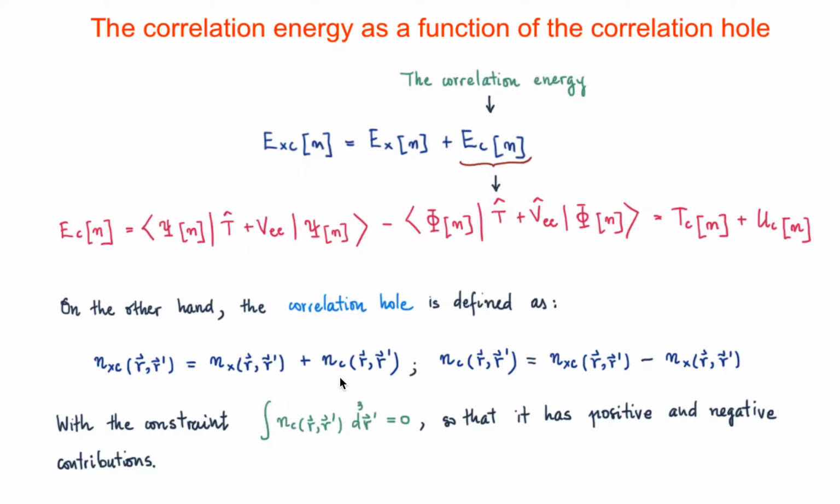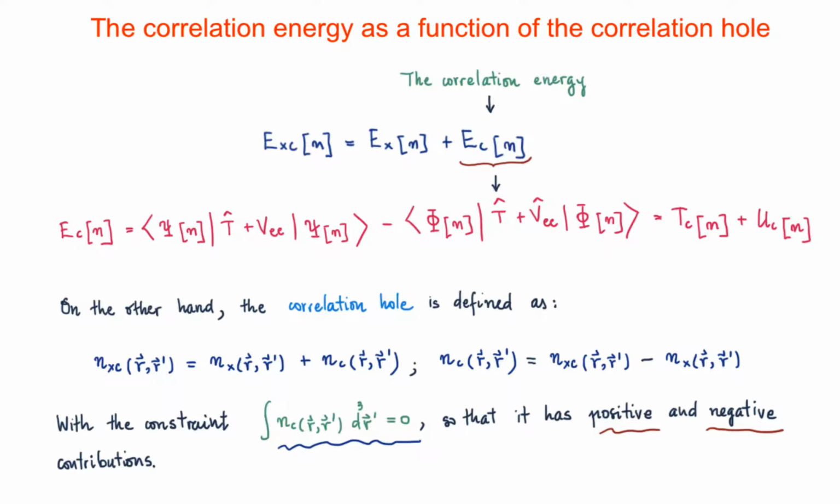That constraint is already fulfilled by the reduced exchange hole. Therefore, the remaining constraint for the correlation hole is this one. It basically means that the integration over r prime of the reduced correlation hole is equal to 0. That means that the correlation hole has both positive and negative contributions.